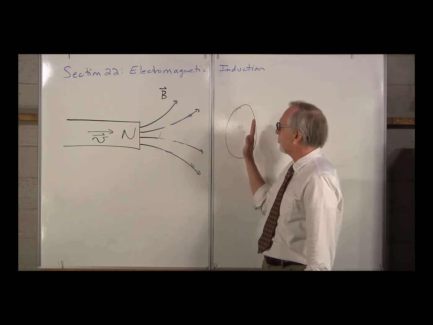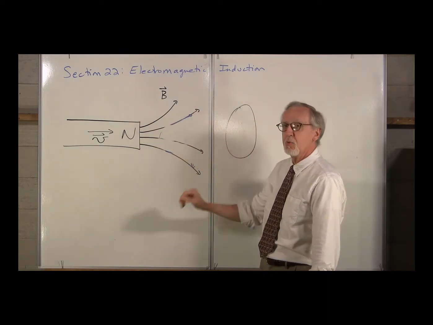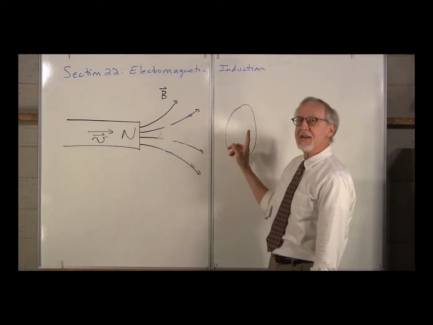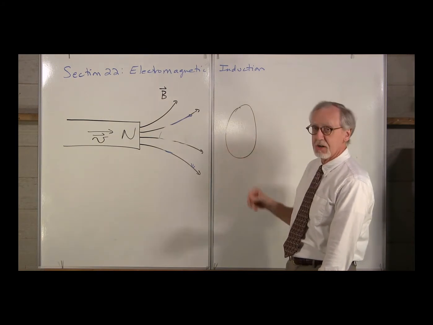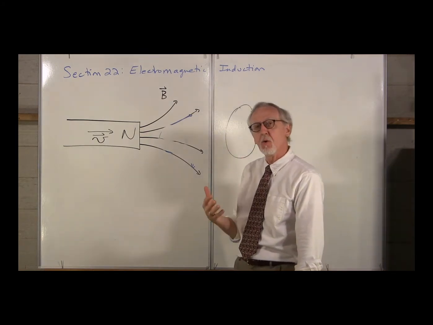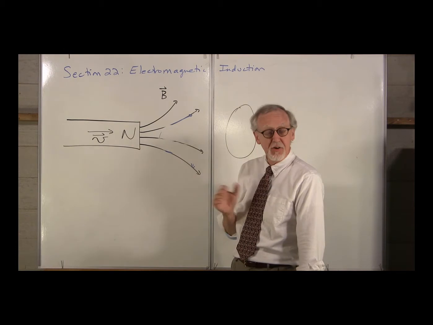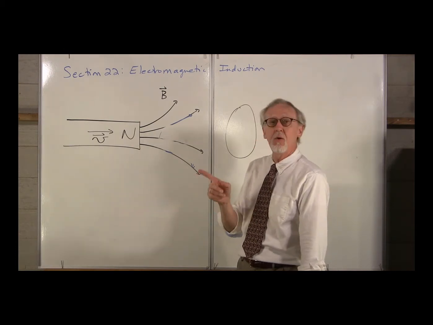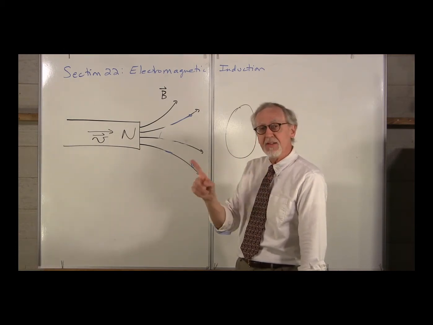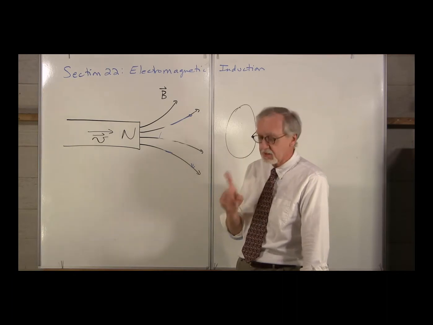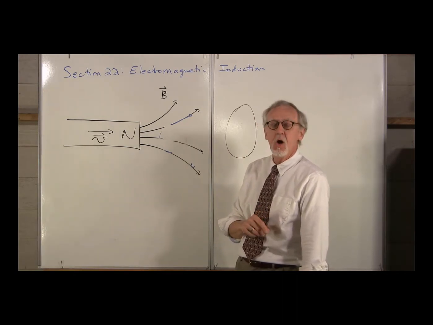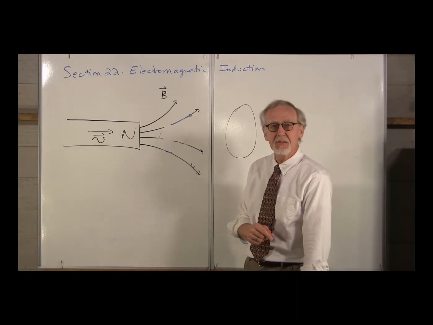All we're going to do is, rather than moving the loop toward the magnet, we're going to move the magnet toward the loop. But now the charges are stationary. Will we get a current or not? Well, that's a very good question. According to our force equals QVB sine theta rule, we would expect not to get a current. Well, let's give it a try and see what happens.